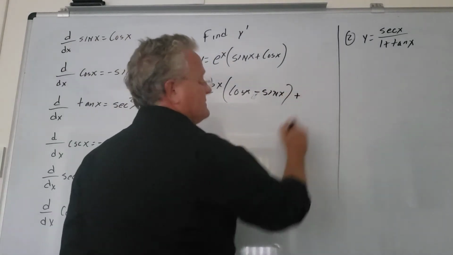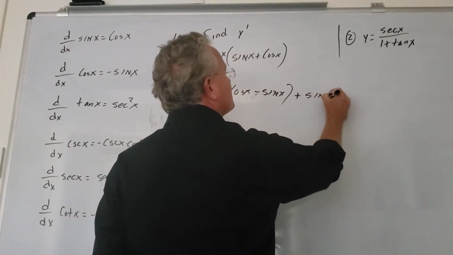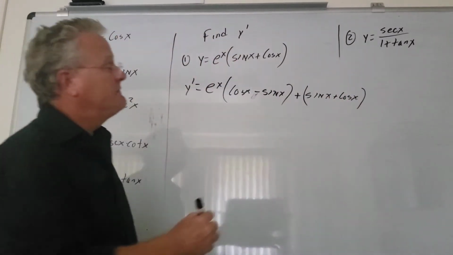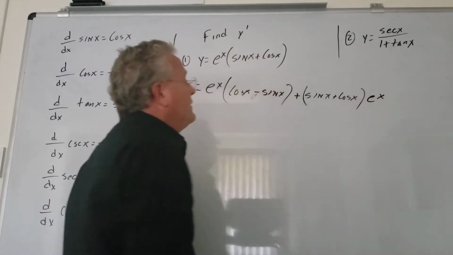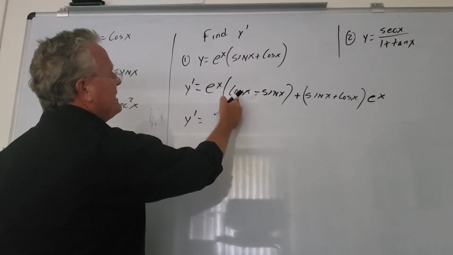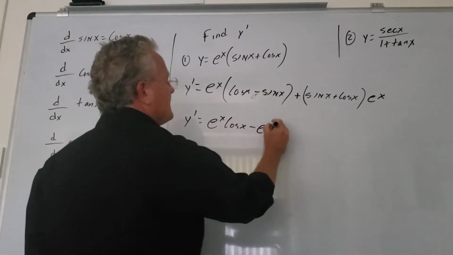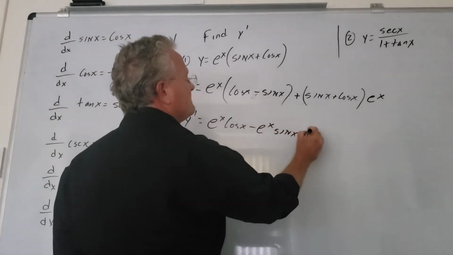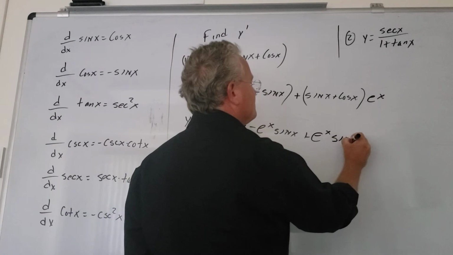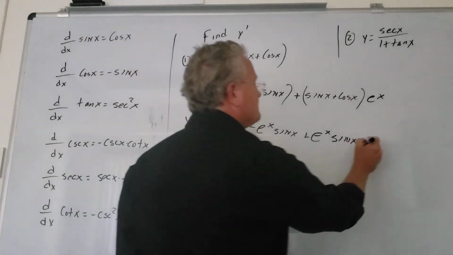Plus we have the second, sine x plus cosine x, times the derivative of the first. Well, the derivative of e to the x is e to the x. Let's simplify this a little bit because it looks like a couple things might cancel. So the derivative is e to the x cosine x minus e to the x sine x plus e to the x sine x plus e to the x cosine x.